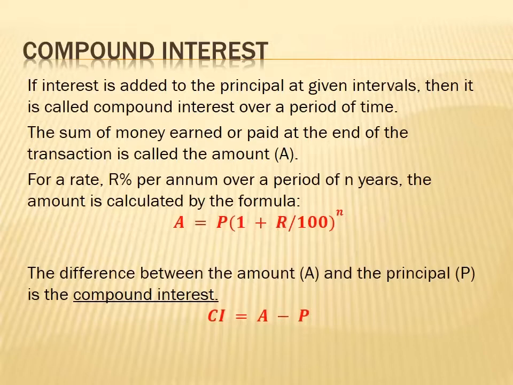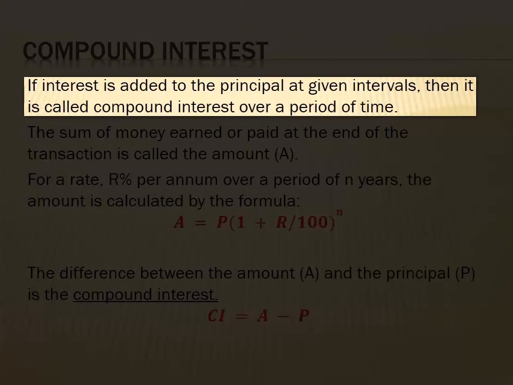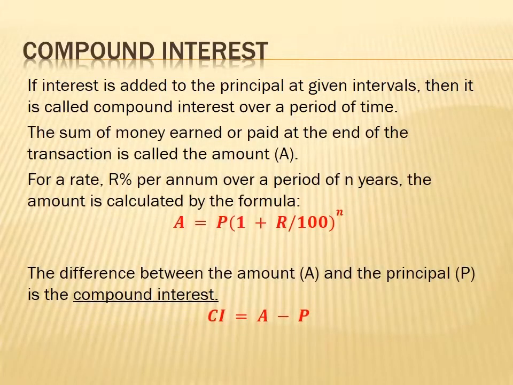Let's move on to the second type of interest rate, that is compound interest. If the interest is added to the principal at given intervals, then it is said to be compound interest over a period of time. Now remember we said that in simple interest, both the principal and the interest remain constant every year. But that's not the same for compound interest. The sum of money earned or paid at the end of the transaction is called the amount.